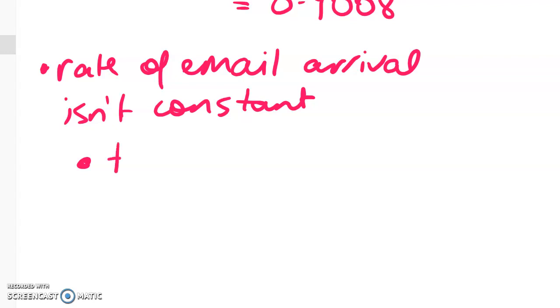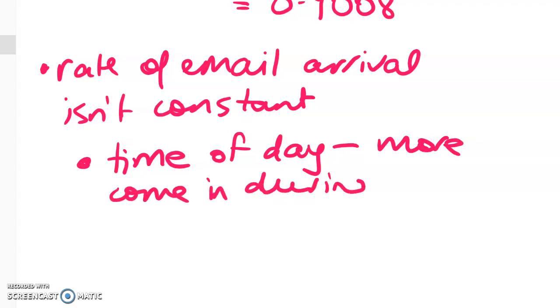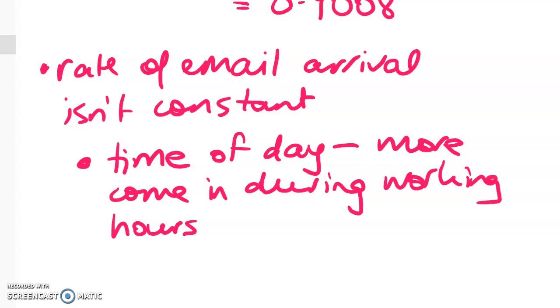Well, the first and most obvious thing is, I don't know about you, but I get more emails during the day than in the middle of the night, except for like overseas mailing lists and stuff like that. So time of day, and then be specific. More come in during working hours, especially if you're a teacher, right? So that's the first one, is the rate of arrival is not constant.